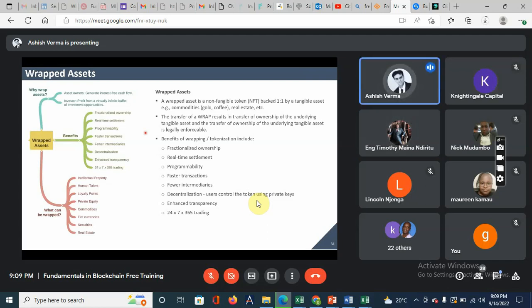Yes, exactly. That's exactly right, Timothy. The entire point of proof of work and proof of stake is so that everyone has the same copy of the transaction.